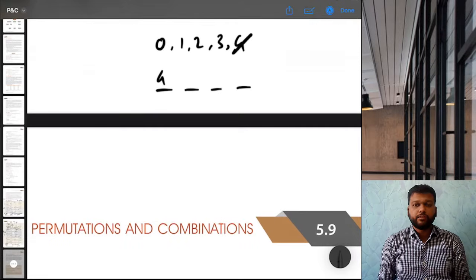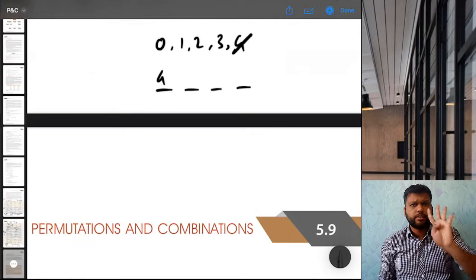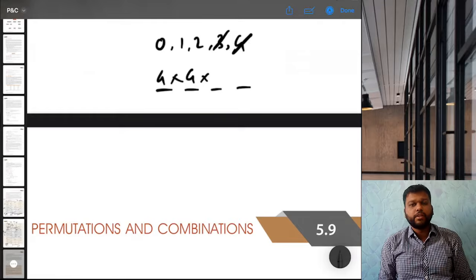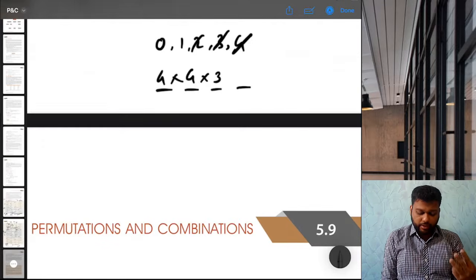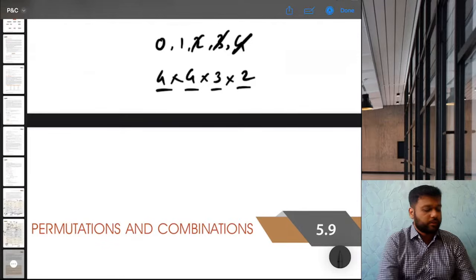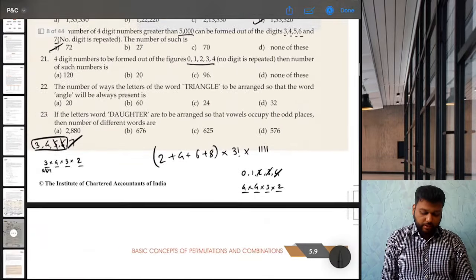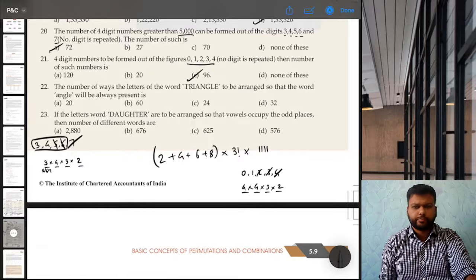Let's cancel 1. Now you can have anything, right? So there are 4 numbers possible. So again let's cancel 1. Now there are 3 numbers possible. Again let's cancel 1. Now there are 2 numbers possible. So that is going to be what? 24 into 4. 96 is the correct answer. Option C for question number 21.